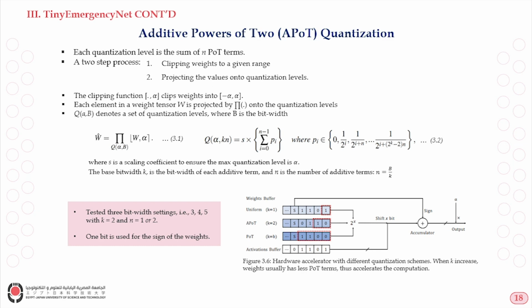So as we also mentioned, the importance of this is that rather than a multiplication, we will be doing bit shifting in the multiplication operation. So when you compare the additive powers of 2 with uniform quantization, we notice that this accelerates our computation.